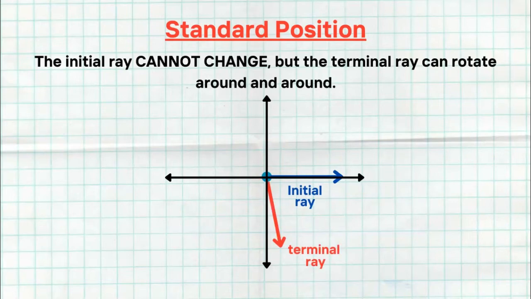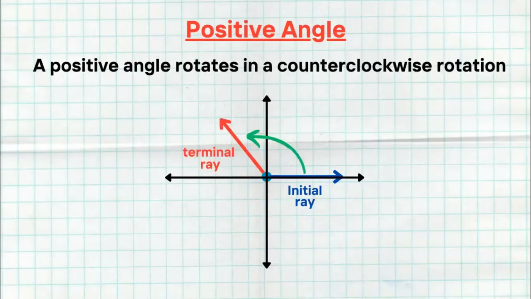Now, we could even rotate further. So check out this example here where we continue to rotate all the way around into quadrant 4. The most important thing is the initial ray starts on that positive x-axis, the vertex is at the origin 0, 0, and the terminal ray goes wherever the angle tells us to go. Now, we actually have two types of angles. The first type of angle we have is a positive angle. A positive angle rotates in a counterclockwise rotation.